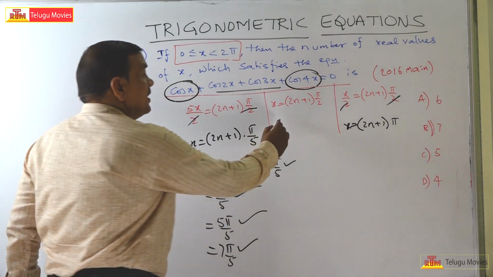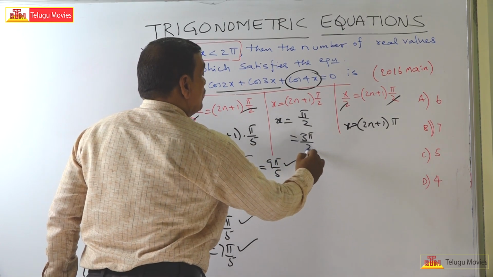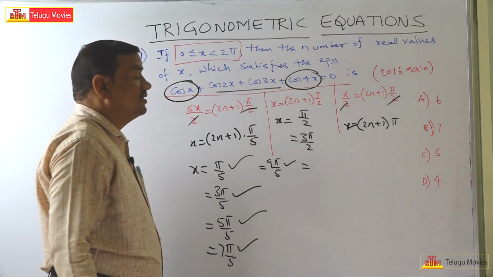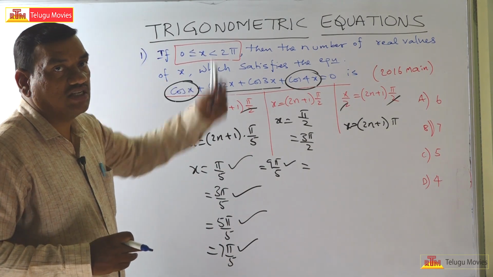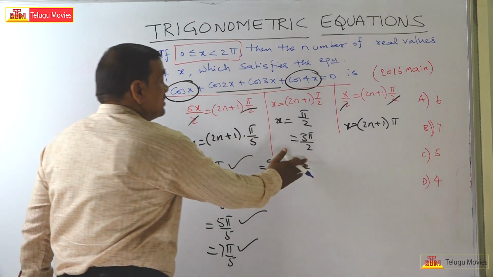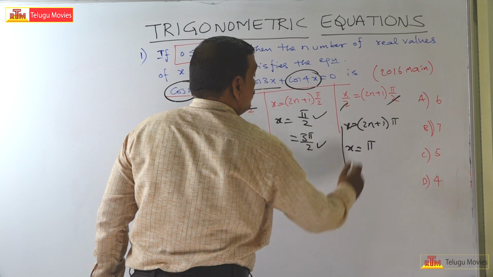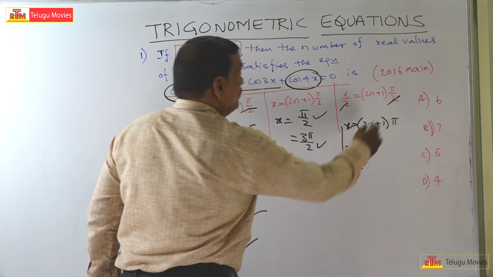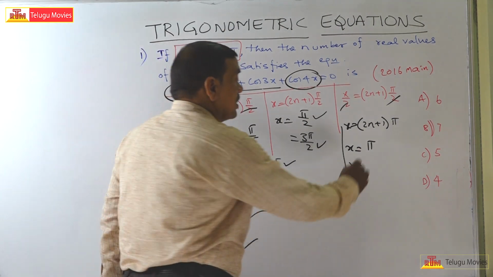Coming to here, x is equal to pi by 2. Okay, 3 pi by 2. Next, 5 pi by 2. 5 into 90 means it crosses 3 pi by 2, or 2 pi. So that's all. Only up to here. Coming to here, x is equal to pi. Again x is equal to 3 pi. 3 pi crosses 2 pi. So that's all. Only pi.